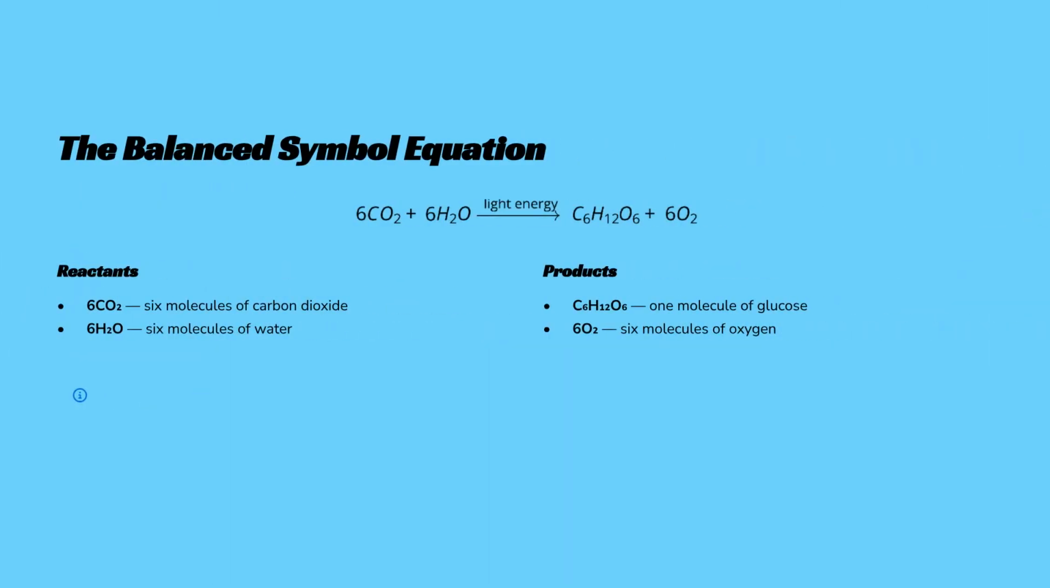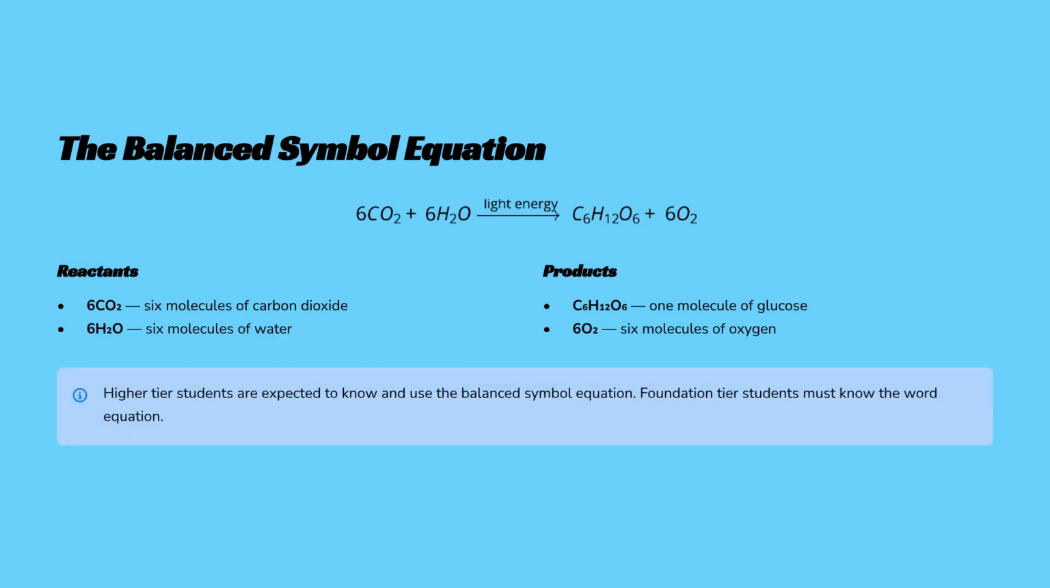The balanced symbol equation is 6CO2 plus 6H2O, with light energy over the arrow, yielding C6H12O6 plus 6O2. Higher tier students must know this. Foundation tier students must know the word equation.